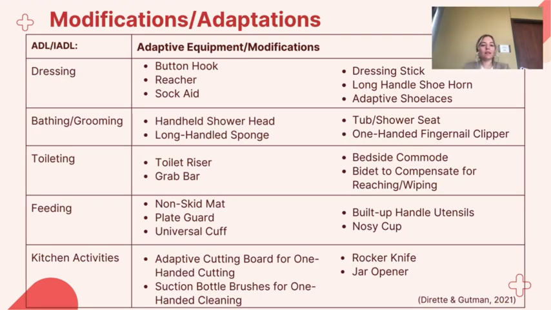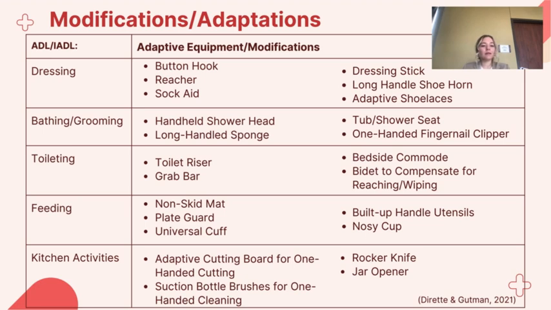Here are some examples of adaptive equipment that may be helpful to try or recommend to your clients. Some for dressing include a button hook to aid with one-handed dressing techniques, a reacher or sock aid, a dressing stick, a long-handled shoehorn, or adaptive shoelaces. Some for bathing and grooming include a handheld shower head, a long-handled sponge, a tub or shower seat to compensate for fatigue. Some recommendations for toileting include a toilet riser or grab bars, or a bedside commode.